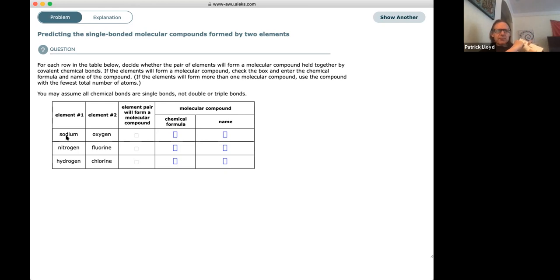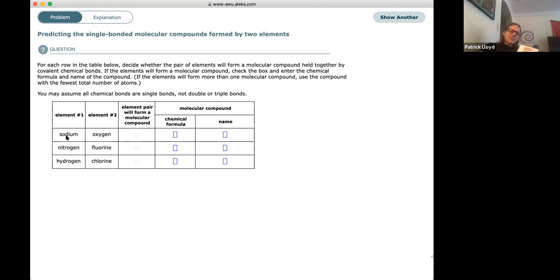The element pair will form a molecular compound? Well, no, it's not going to form a molecular compound because it's a metal with a non-metal. So no, you just say no. So there is no molecular compound there.